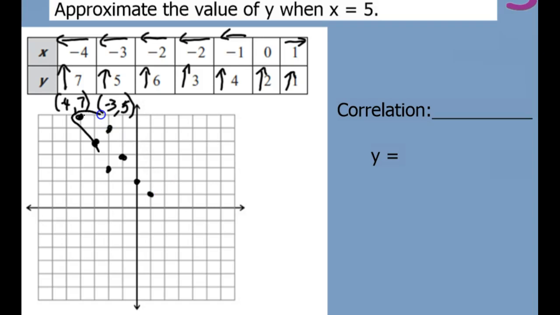If we were to draw a circle around all of these points, it looks like our circle is going downhill. So we could draw a fit line through the middle of our points. That would be about like that.